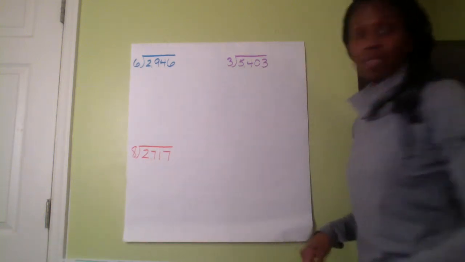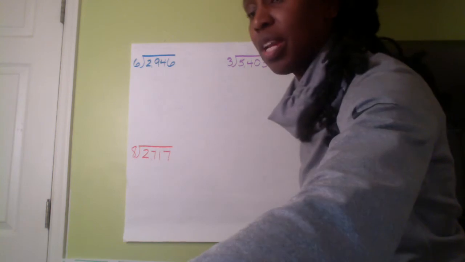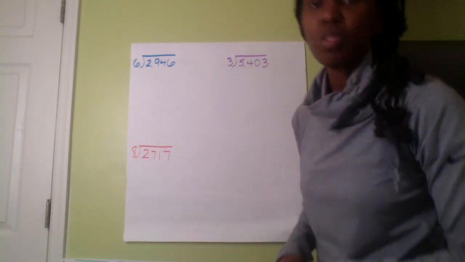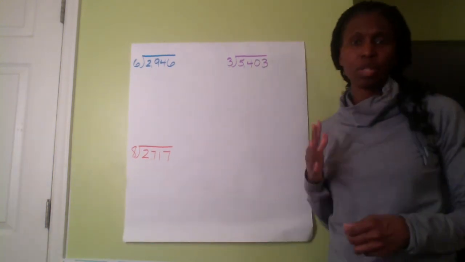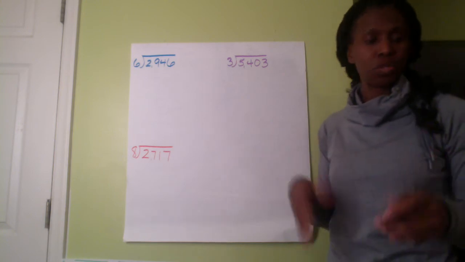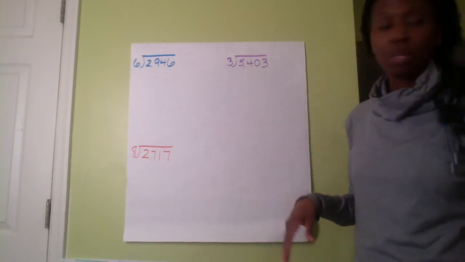Okay, this is the next page, and I think this is number 5. Yeah, I'm going to do the first row for you. Okay, we're going to do those together, and then I'm going to leave the others for you to do on your own. All right, so let's start with number 6.